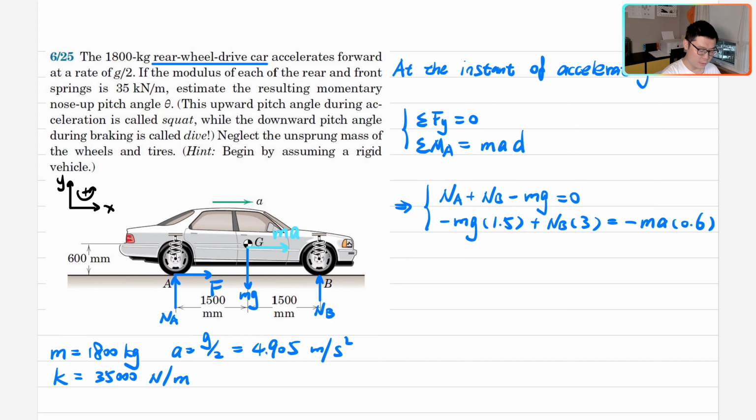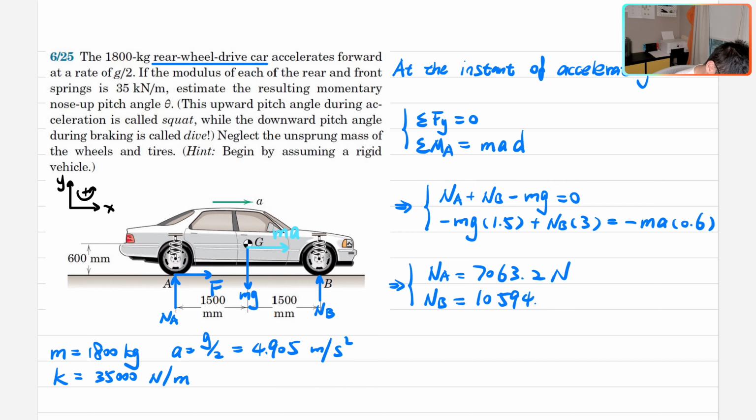Now, two equations, two unknowns, NA and NB. You know m, you know g, you know a. We'll calculate NA and NB. NA is 7063.2 Newton, and NB is 10,594.8 Newton. This is your NA and NB.